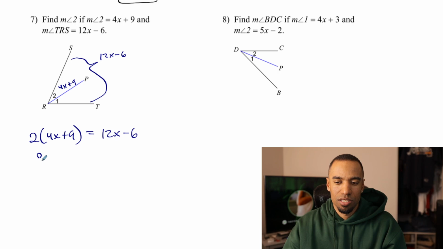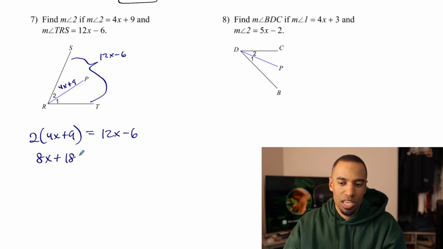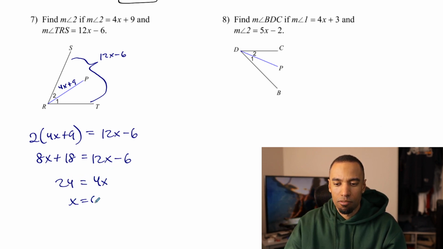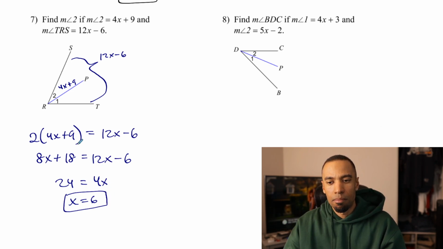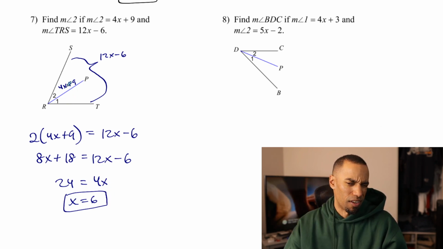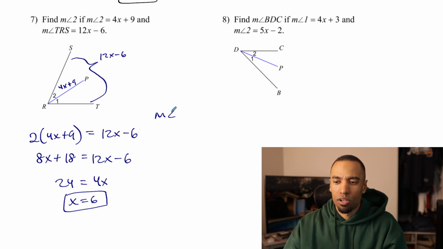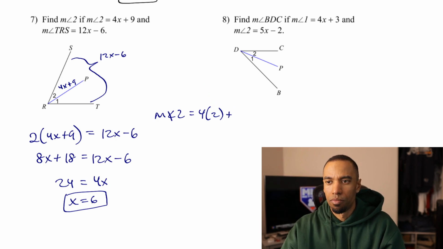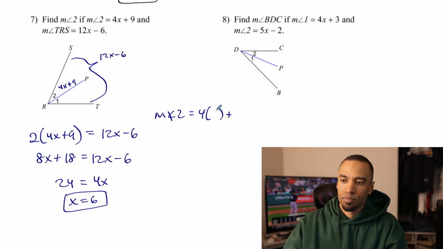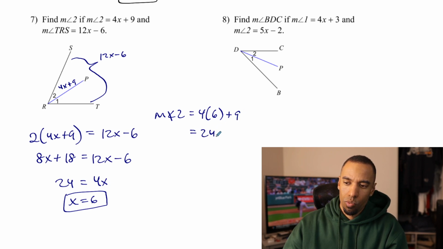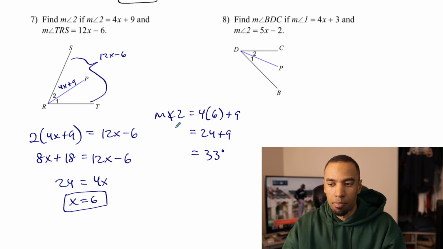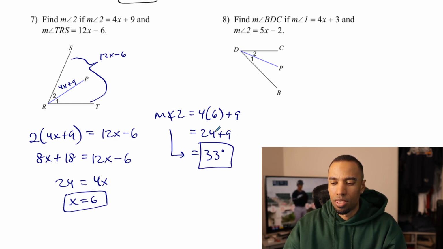It's 12x minus 6. Here we get 8x plus 18 when you distribute that 2 into there. I'm going to subtract 8x to get 4x, add 6 over to get 24, divide by 4, and you get x equals 6. I need the measure of angle 2, which will be the same as the measure of angle 1. The measure of angle 2 is going to be 4 times 6 plus 9, which is 24 plus 9, which is 33 degrees. That's the measure of angle 2.